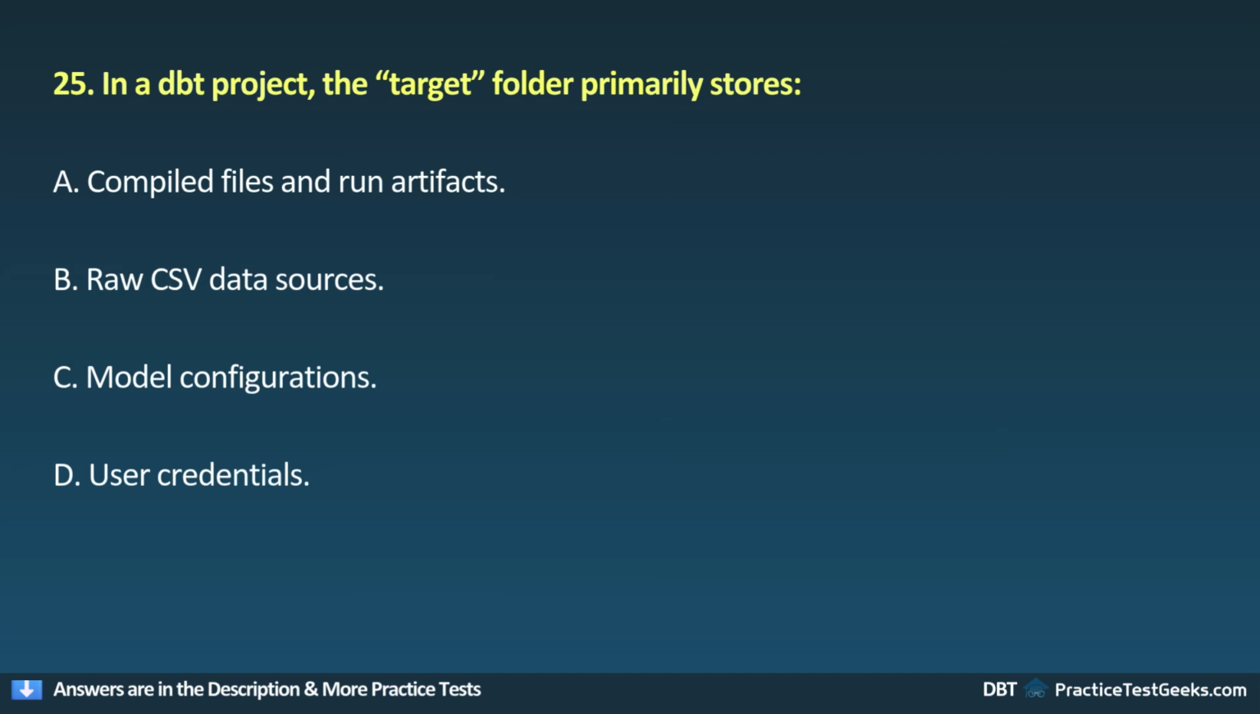25. In a DBT project, the target folder primarily stores: A. Compiled files and run artifacts. B. Raw CSV data sources. C. Model configurations. D. User credentials.